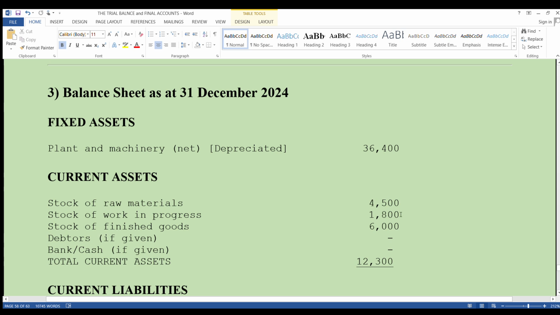In the balance sheet, we look at the assets that the company has, okay. So we look at those that the company still has at the end of the year, the closing ones, okay. Debtors, if you have been given debtors, you can also include them here. They are part of assets. If you have been given money in the bank or cash, you can include it here. And then you can add to get the total, okay.